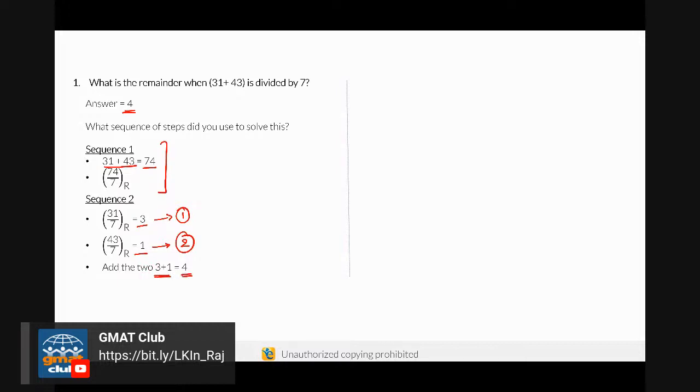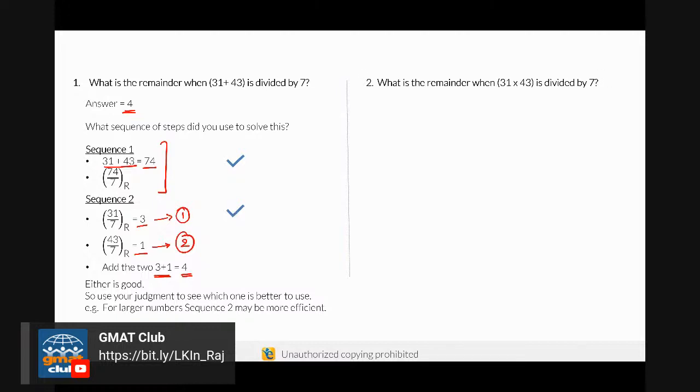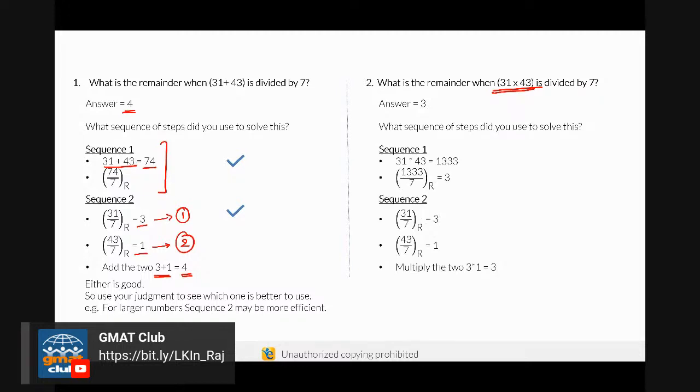Okay. So either way, in this case, you might find that either approach is good enough. You can do the addition and then get the remainder, or you can get the remainders of individual numbers first and then do the addition, and you can use your judgment as to which approach to use. Now when it comes to multiplication, let's say the question says, what's the remainder when 31 times 43 is divided by 7? Then there are again two ways of doing this. The answer is 3. So sequence 1 is, you do the math. You do 31 times 43, you get 1333, you do the division, you get the answer as 3. This is something that I don't want you to do. This is not the right approach.